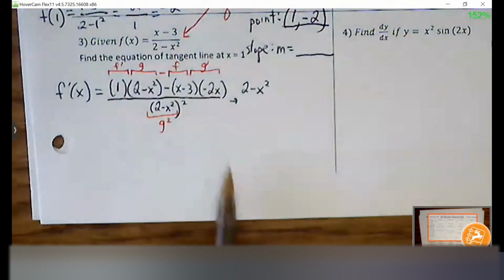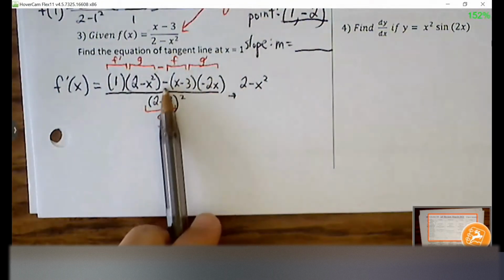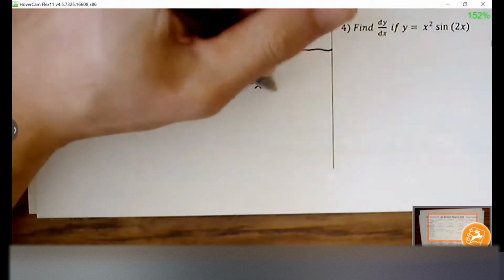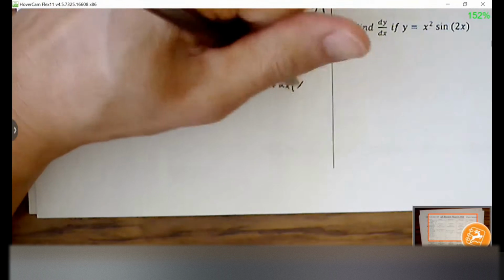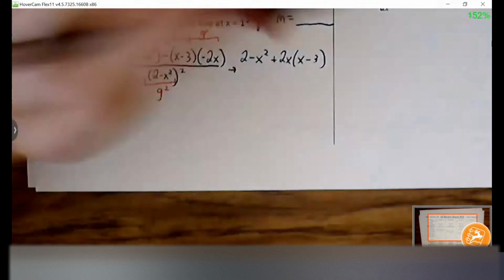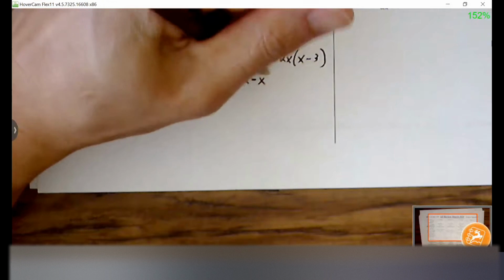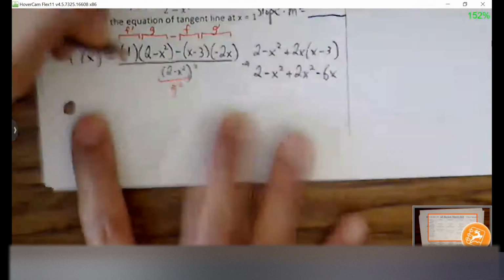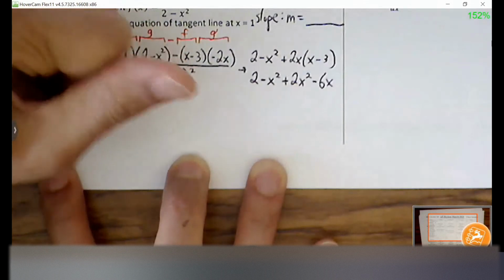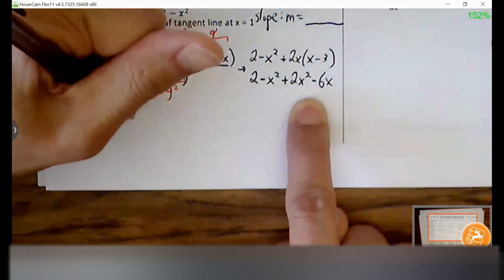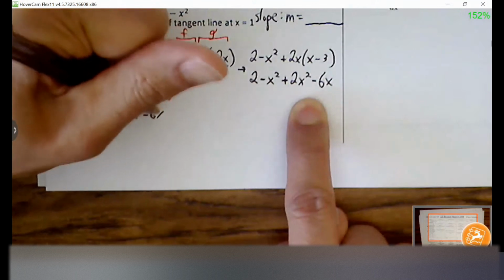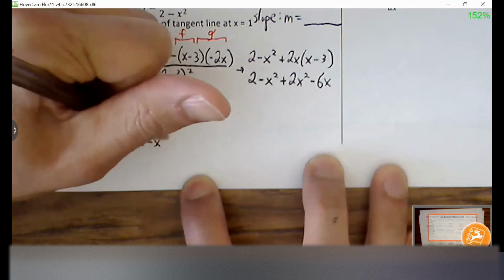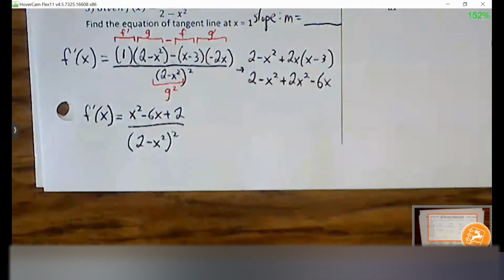Okay, if I just think of this negative 2x, I'm going to move it to the front and just think of it as, well, the two negatives become positive. I'll just distribute the positive 2x through the x minus 3. And I'm just going to clean up the numerator a little bit more here. Okay, so here's my f prime. Denominator, I'll leave it in parentheses. All right, so there's my cleaned up version of the derivative.